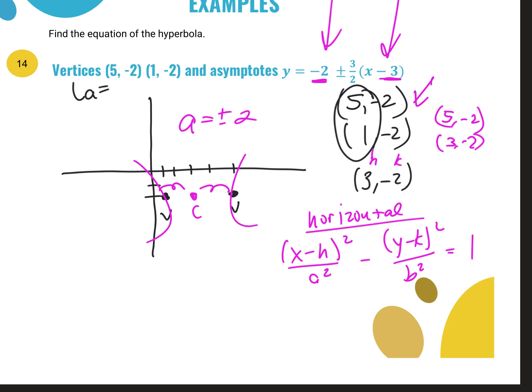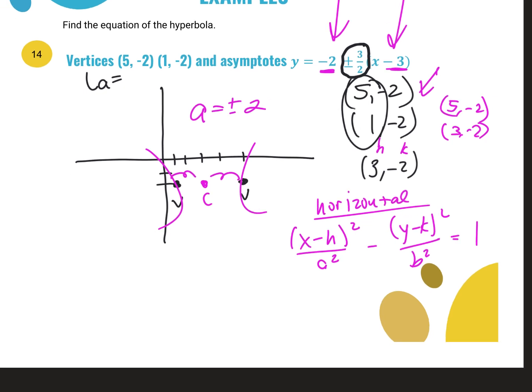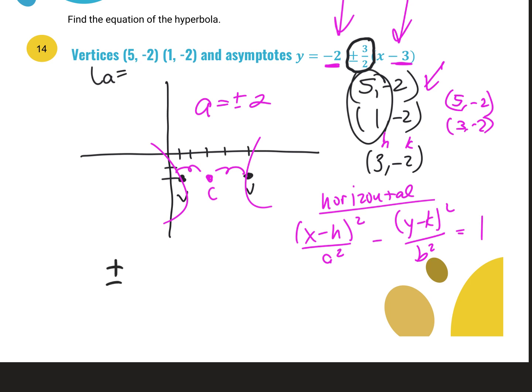All that is telling you the center. This is what you need to focus on. We have a horizontal. What is the equation of a horizontal? Is it plus minus A over B or plus minus B over A? B over A. All right, so what is my B? Do I know?